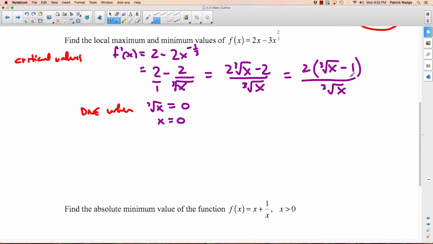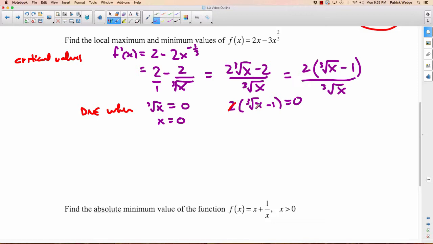The other thing we have to ask is, when would this equal 0? Well, this would equal 0 when our numerator equals 0. So we have to look at 2 times the cube root of x minus 1 equals 0. You could divide both sides by 2, and then this will just be gone. You could just cross it out.